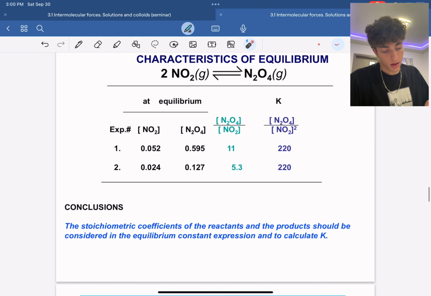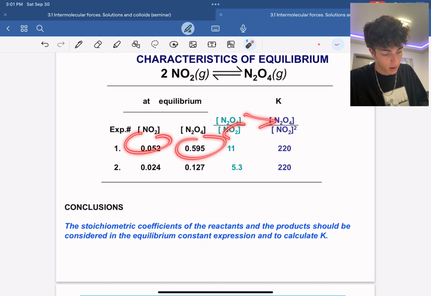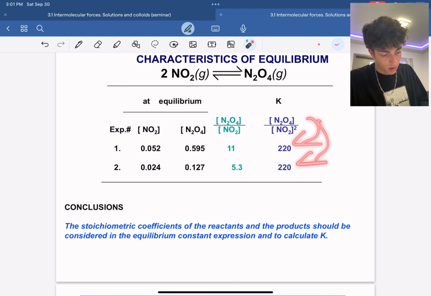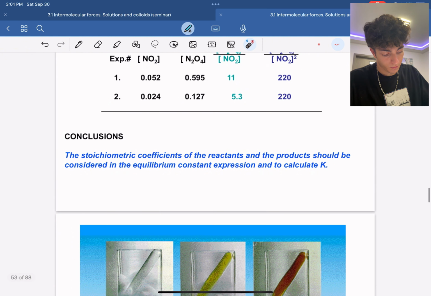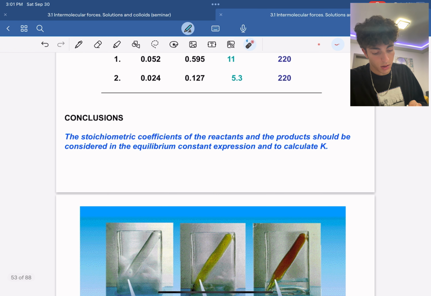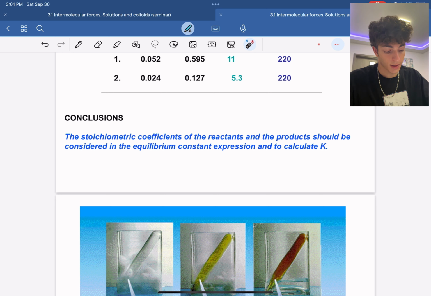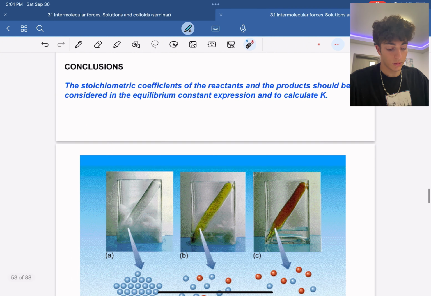This is, again, another sample calculation. Pretty much what you're supposed to do here is, the N2O4 has no exponent, it's not raised to anything, but the 2NO2 is, and that's represented right here. And you plug these two into this formula, which gives you the equilibrium constant. Now, the conclusion of this: stoichiometric coefficients are very, very important. If you're new to balancing chemical equations, do a lot of practice, because you really need to know it well in order to get the right answer. You don't want to be making silly mistakes like that.